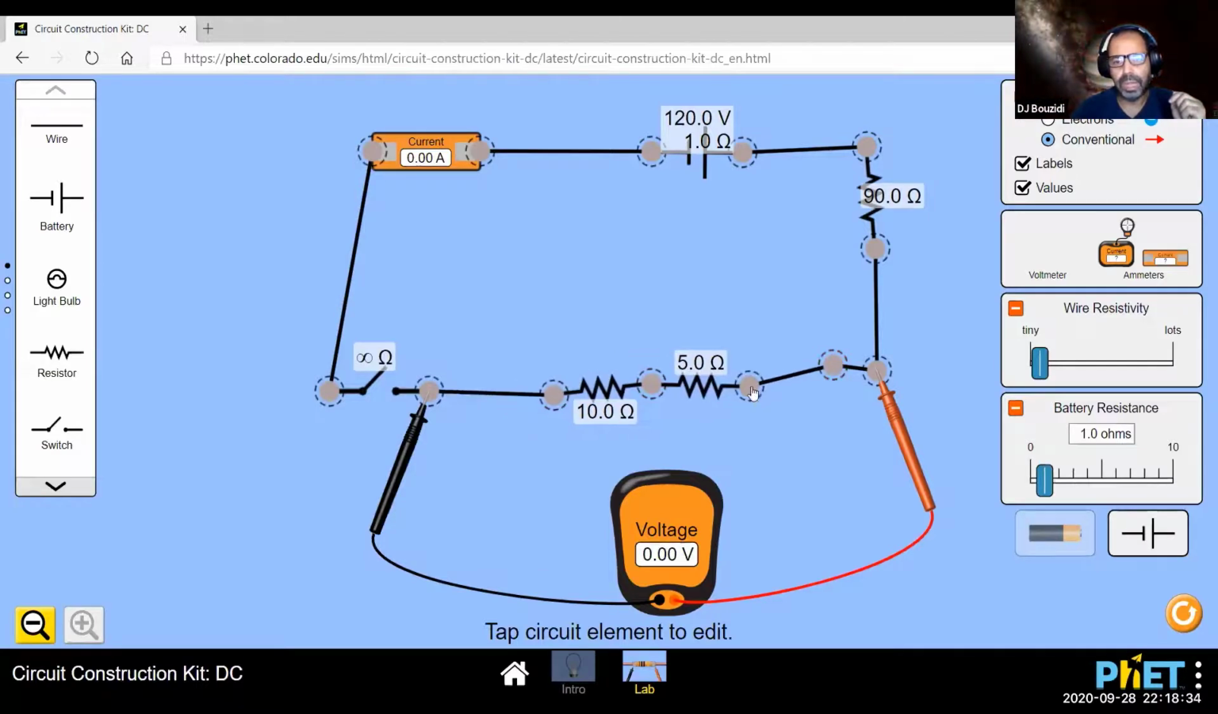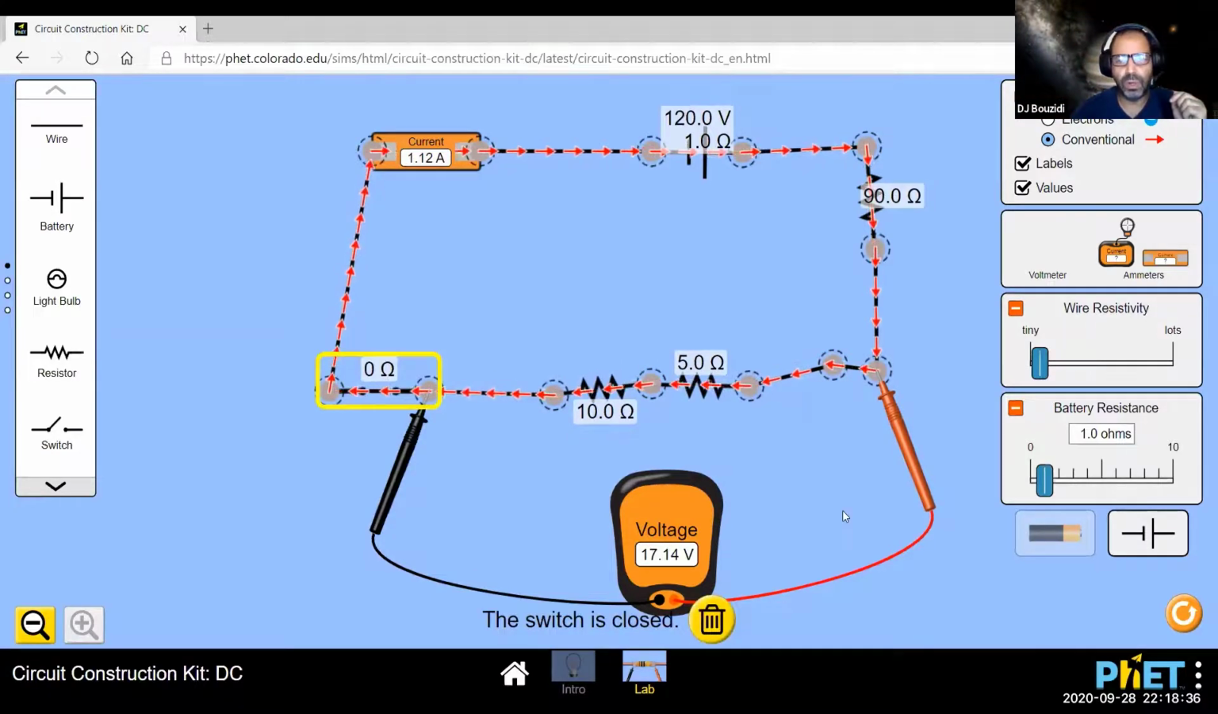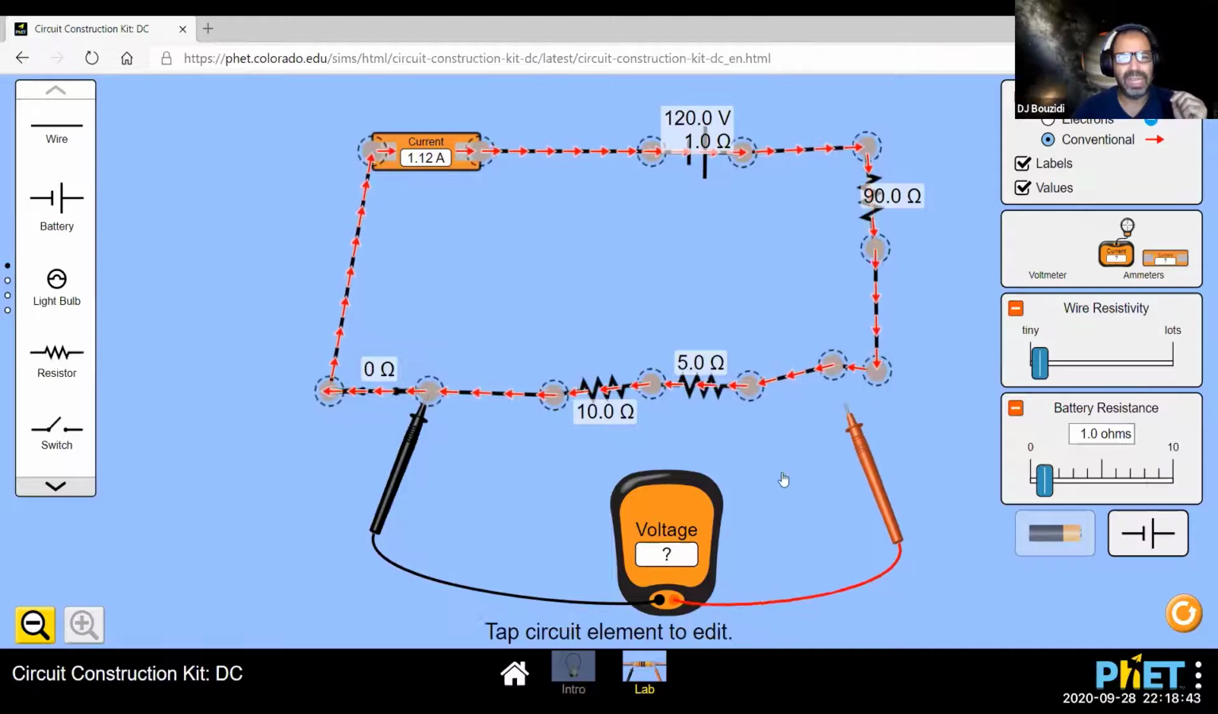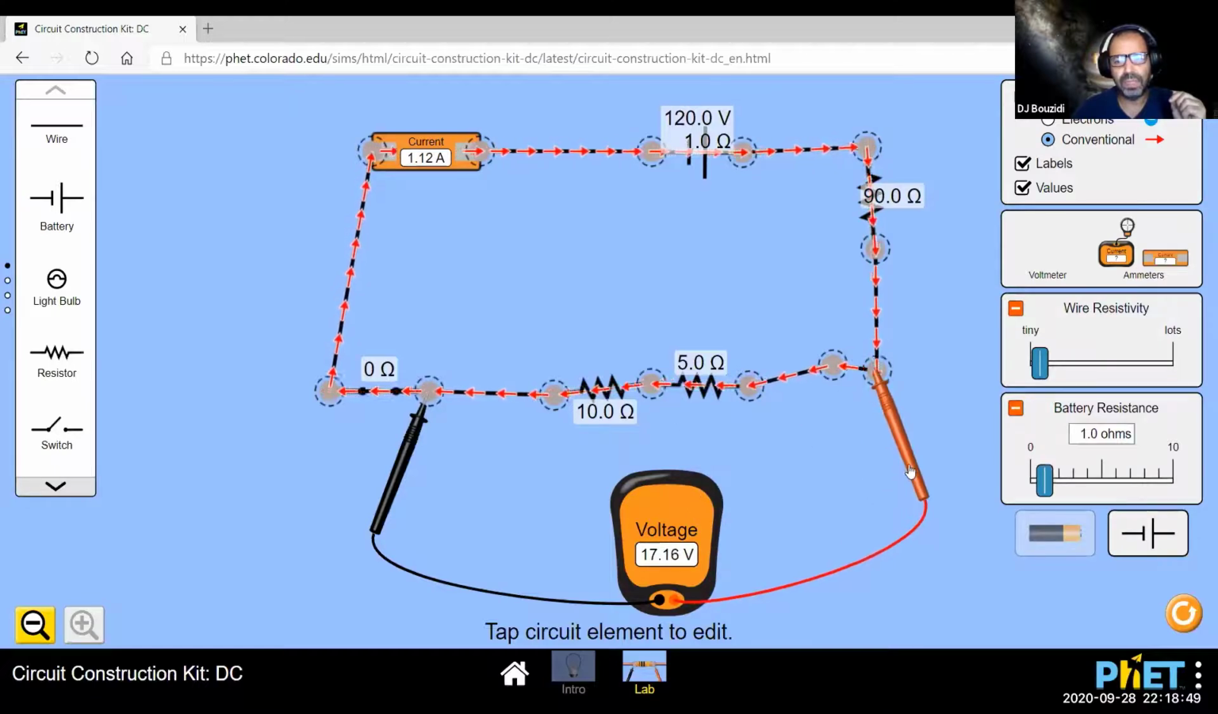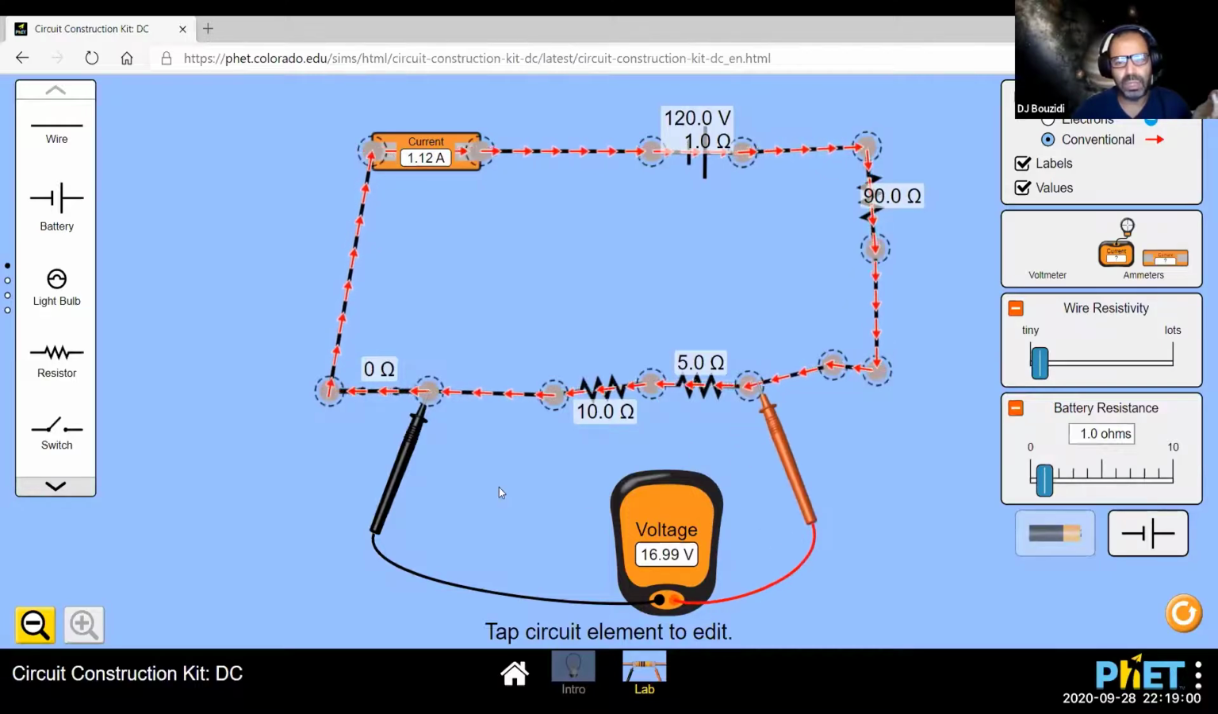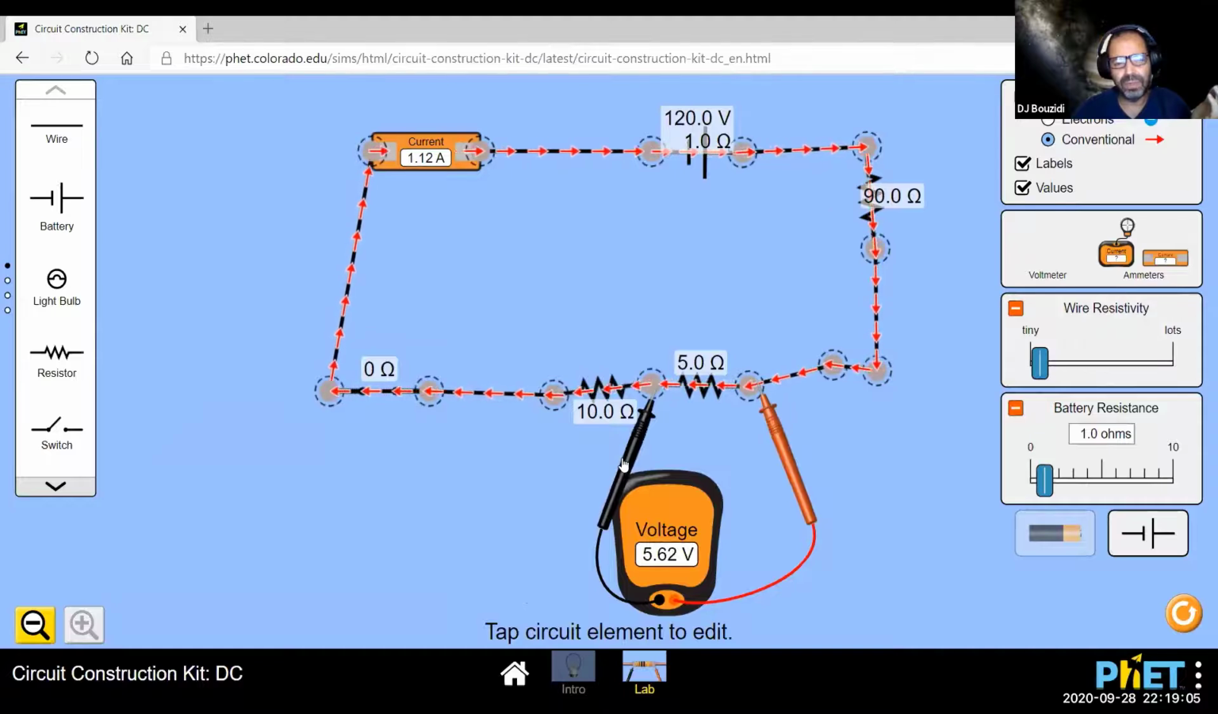So I could have found the voltage across both of them, which is 17.14. But if I calculate, this one is 11.37. So what was the number? 17.14. Subtract from it 11.37. It should be 6 point something, okay? So they should add up to 17 point. So what is it? 5.62 plus.